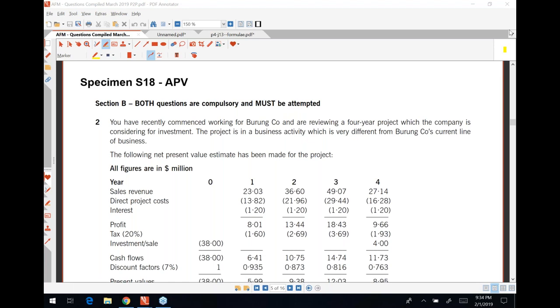It says you have recently commenced working for Bureau Company, and you are reviewing a 4-year project which the company is considering for investment. The project is in a business activity which is very different from Bureau Company's current line of business.